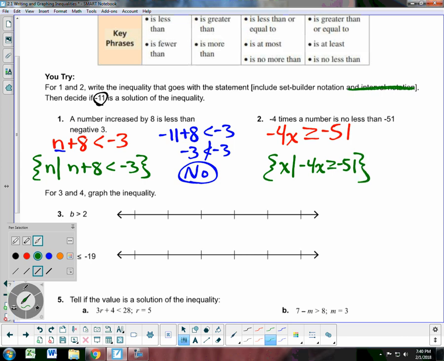Let's check if negative 11 works here. Plug in negative 11 for x. Is that greater than or equal to negative 51? Well, negative 4 times negative 11 is positive 44. And is positive 44 greater than or equal to negative 51? Well, yes, it is. It's quite a bit bigger. So yes, negative 11 is a solution here.